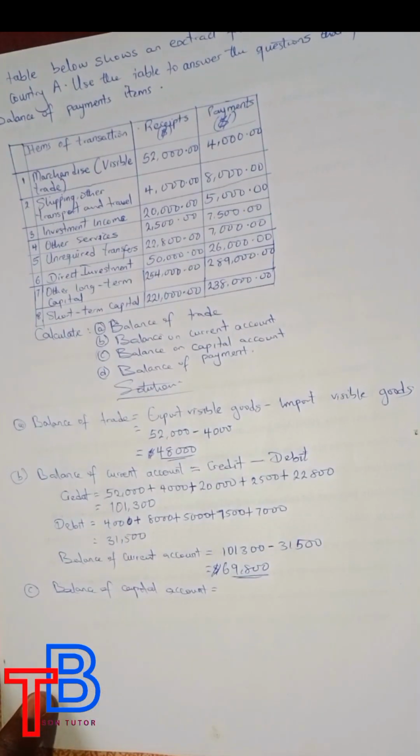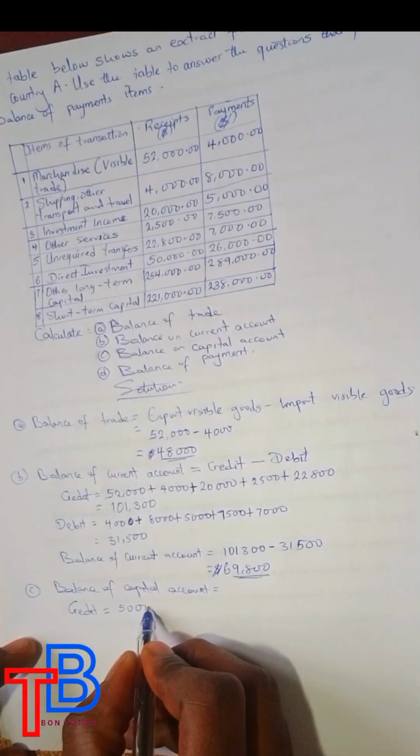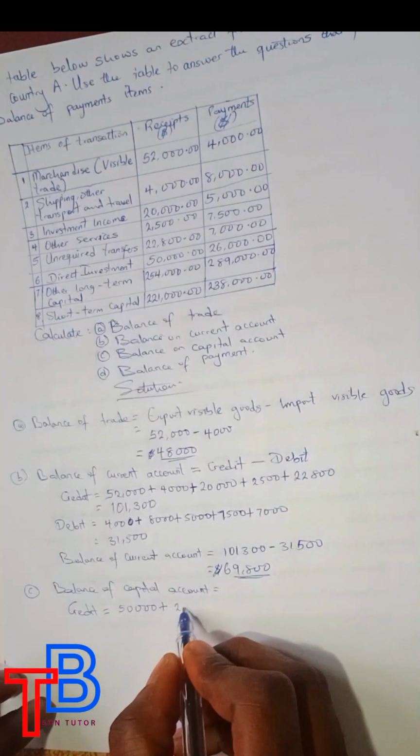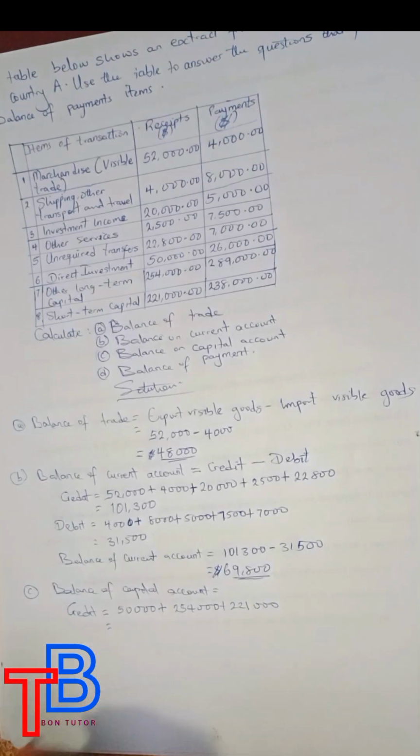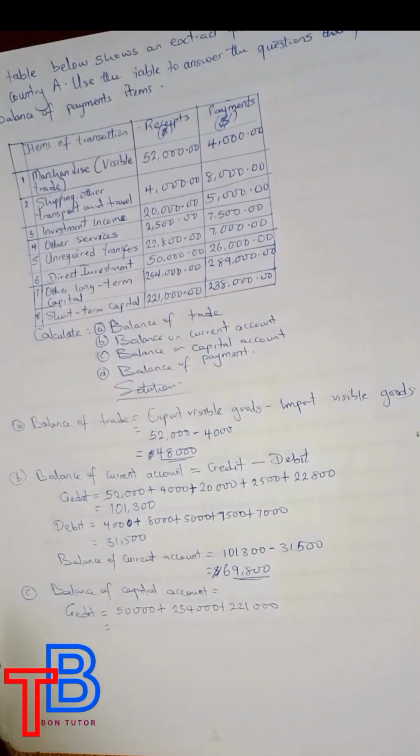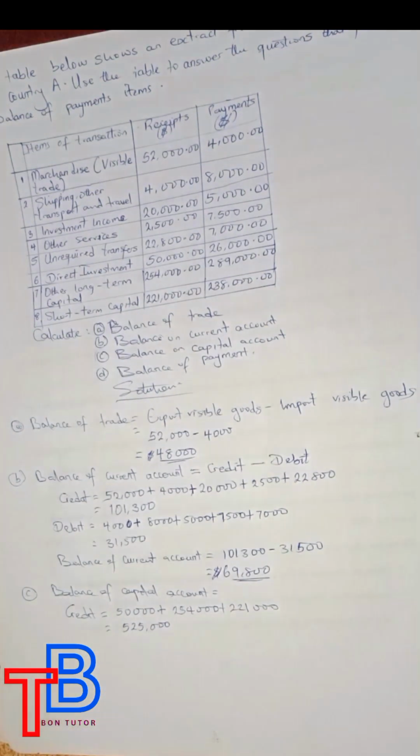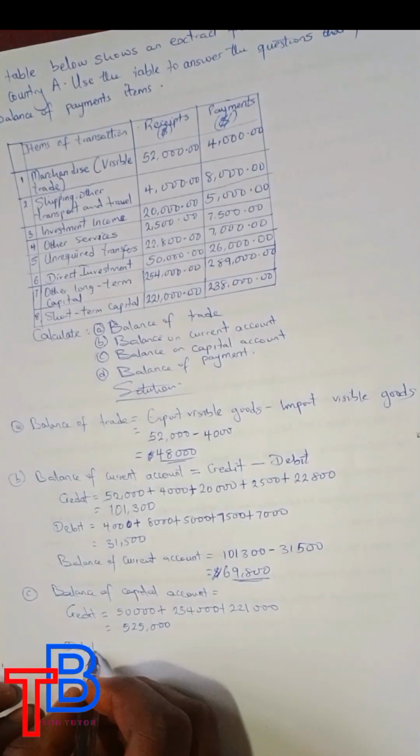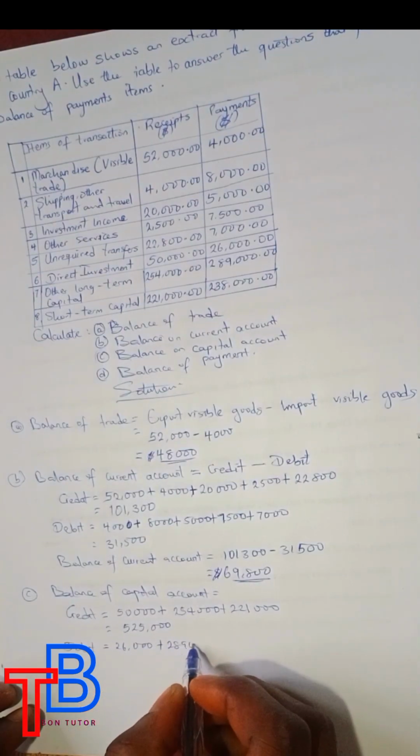So the same thing goes for it also, but what you are balancing there for its credit now will be the direct investment, which is the 50,000 plus the long term, which is the 254,000 plus the 221,000, and your answer will be 50,000 plus the 254,123 plus the 221,000, and you have that to be 525,000.